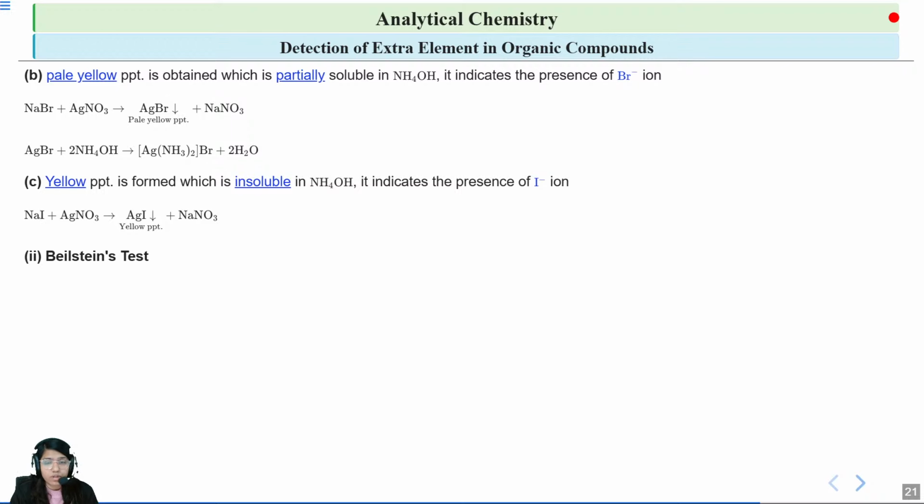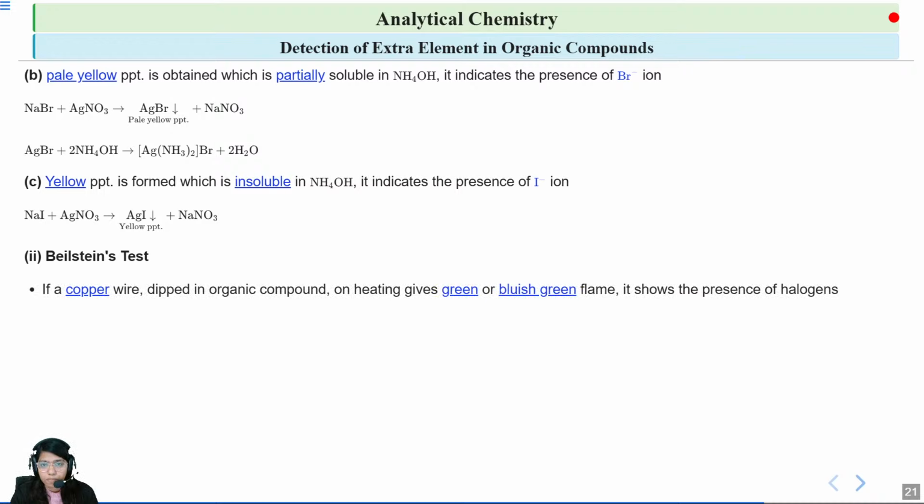Now next we have the Beilstein test. It is a chemical test which is used to detect the presence of halogens, particularly chlorine, bromine or iodine, in an organic compound. In this test, a copper wire is heated in a Bunsen burner flame until it turns red hot. Then a small amount of compound is brought into contact with the hot wire. So when a copper wire dipped in the organic compound is heated, it produces a greenish or bluish green flame, which indicates the presence of halogens like chlorine, bromine or iodine.